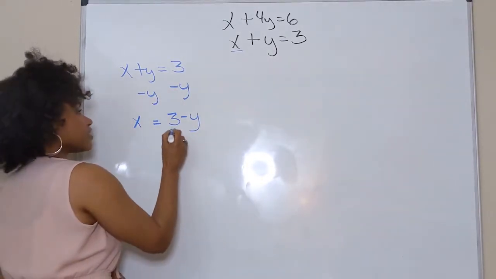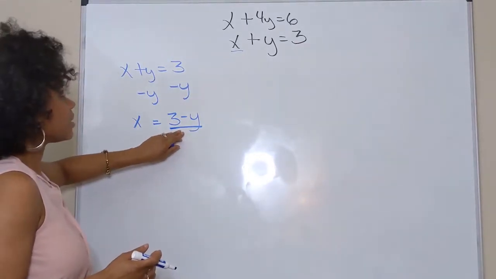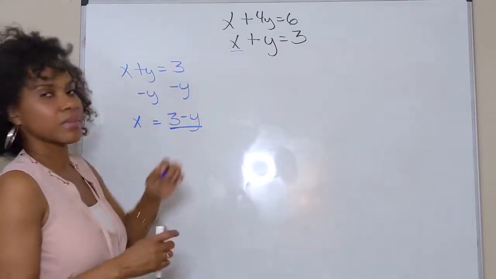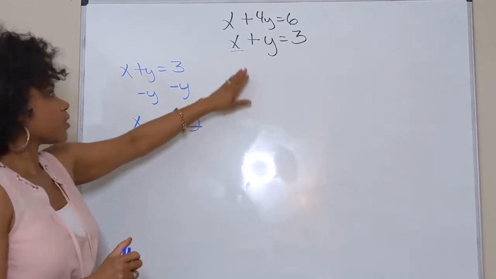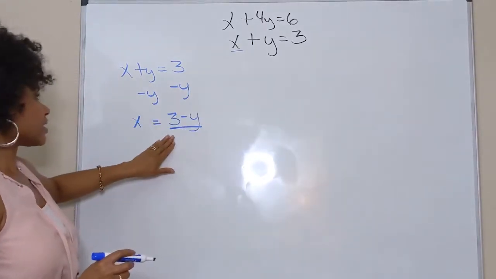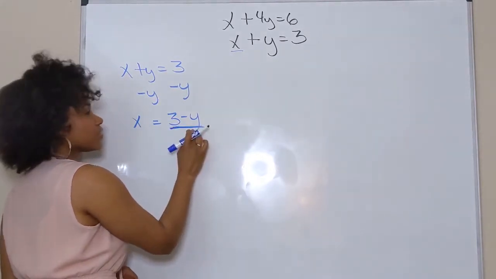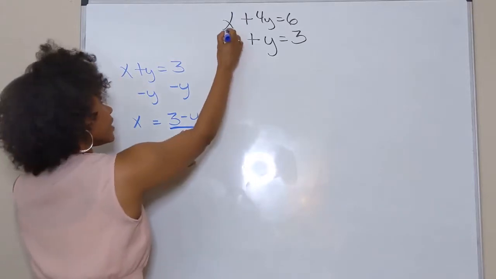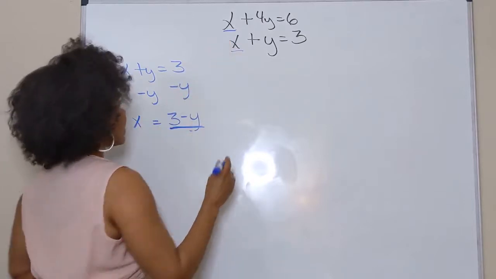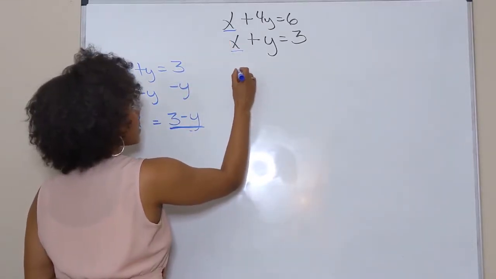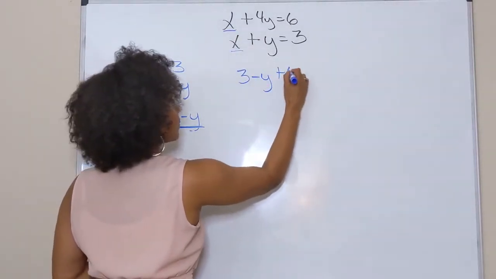I'm going to take this 3 minus y and plug it in for x in my other equation that I did not solve for. So I've solved this problem for x. X equals 3 minus y. I'm going to take this 3 minus y and substitute it for x in my other equation. All right. So instead of putting x, I'm replacing that with 3 minus y. And I bring down everything else.